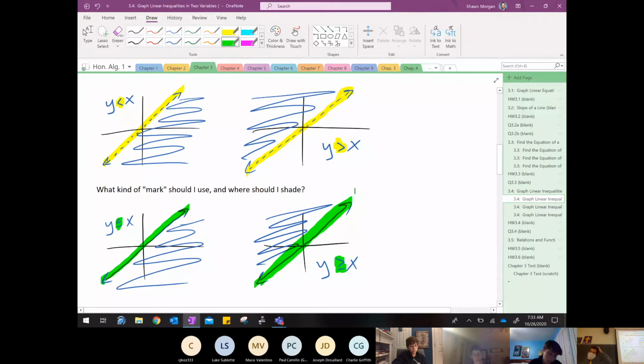Okay, so a solid line means that I'm including the points on that line as my solution set. A dotted line means I'm excluding the points on my line as far as the solution set goes.